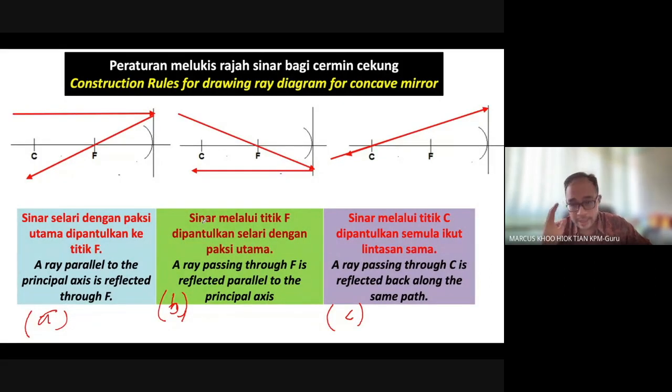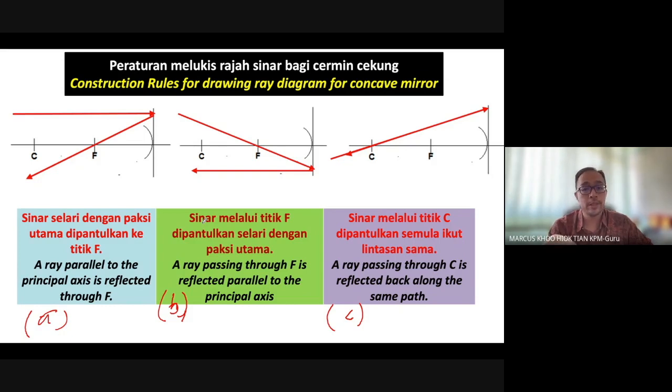Just like yesterday, you only need two rays to find where the image is. Just like in the lens, you draw two lines only. As long as you follow two out of these three rules, you're good to go. You can find the image.